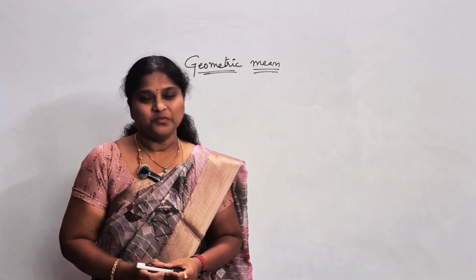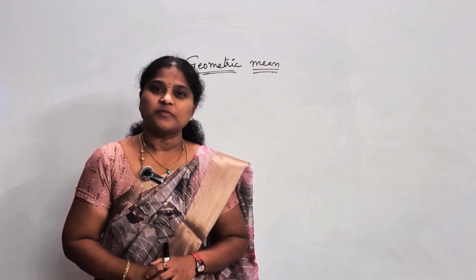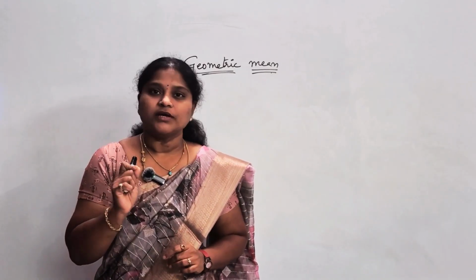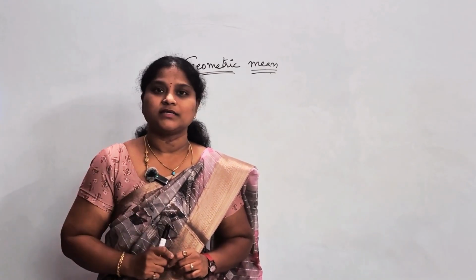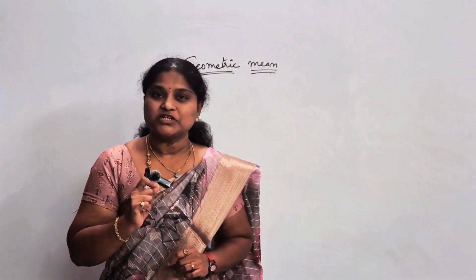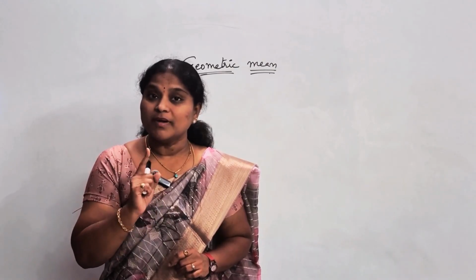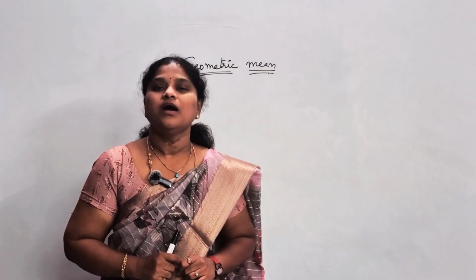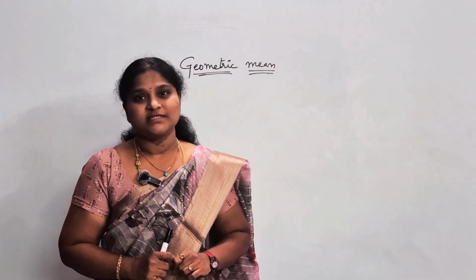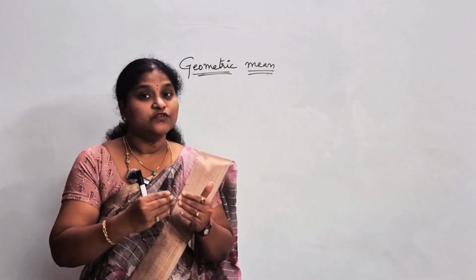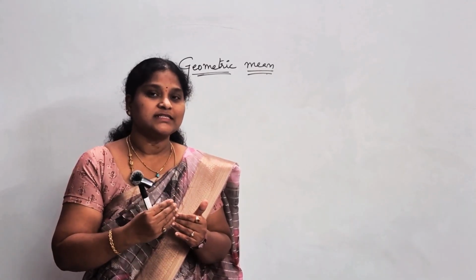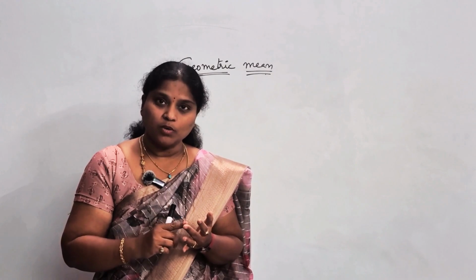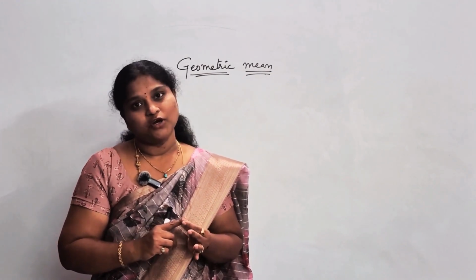Hey everyone, welcome back. Today's topic of discussion is geometric mean. A value that represents the entire data set is called the central value, and the measures that can be used to find such a central value are called measures of central tendency. The different measures of central tendency are arithmetic mean, median, mode, geometric mean and harmonic mean.